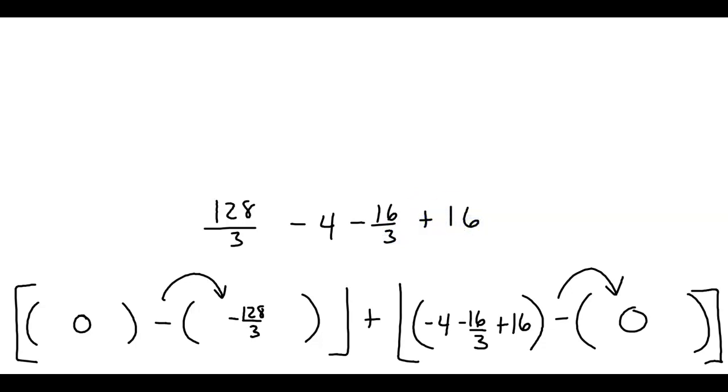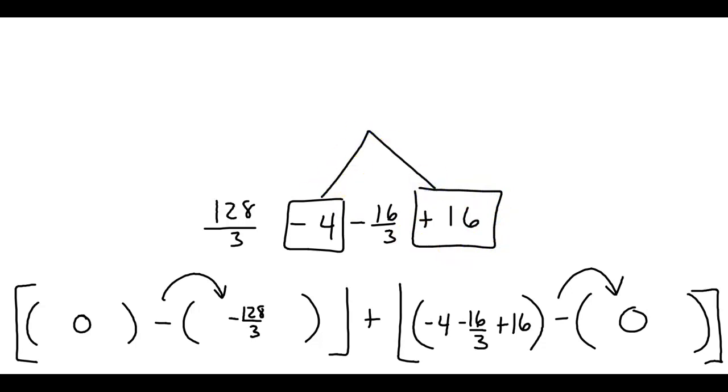And as we've said before, at this point, you want to combine things that are the same. So for instance, -4 and +16, we could put those together because they're both just whole numbers. That's a 12. And then 128 minus 16, that's going to be 2, 1.